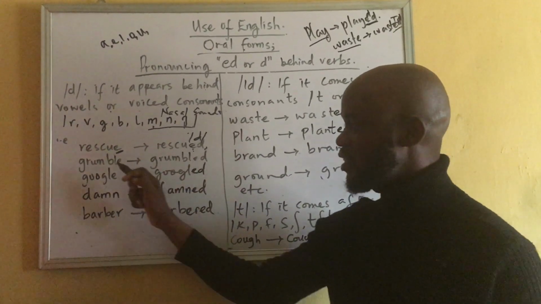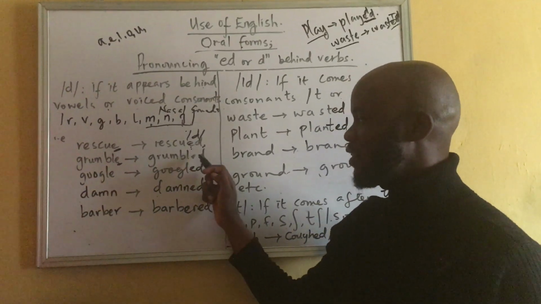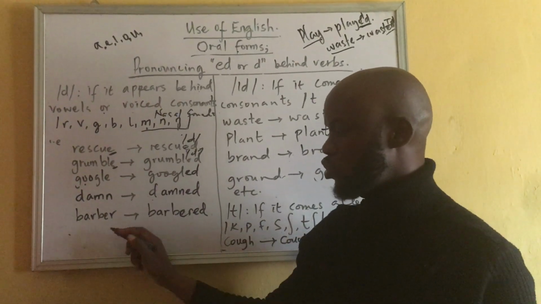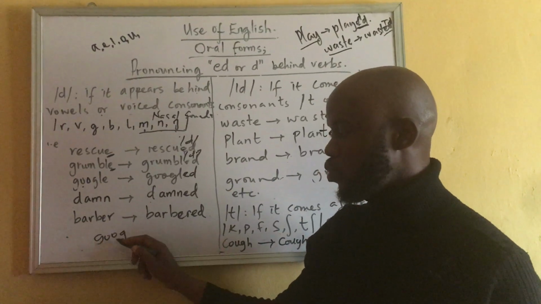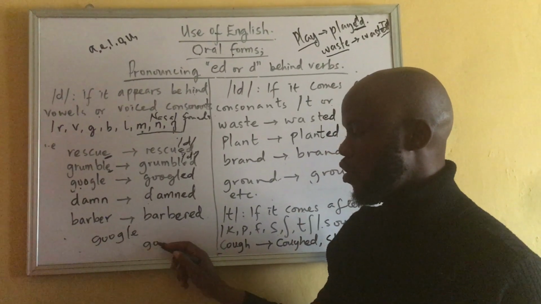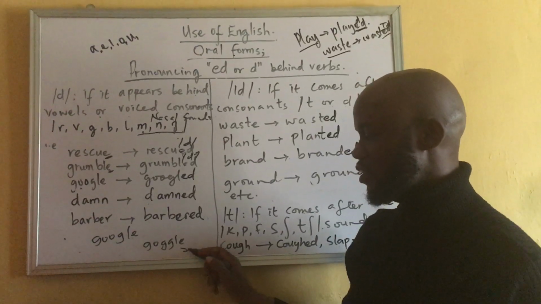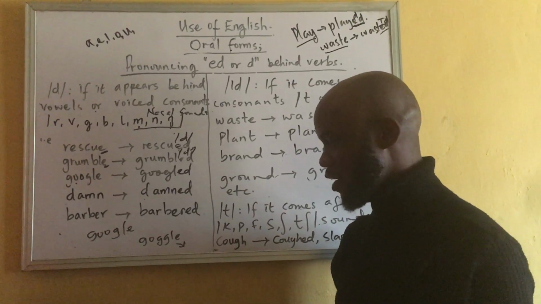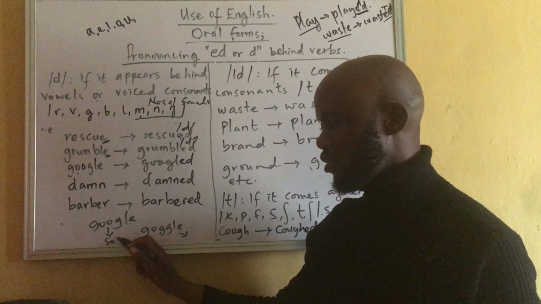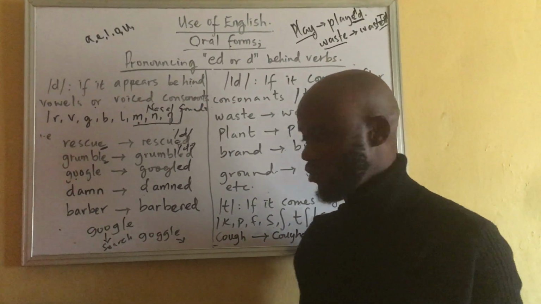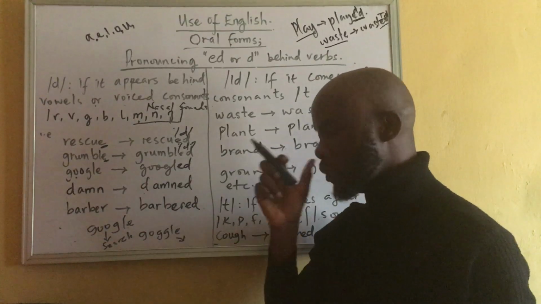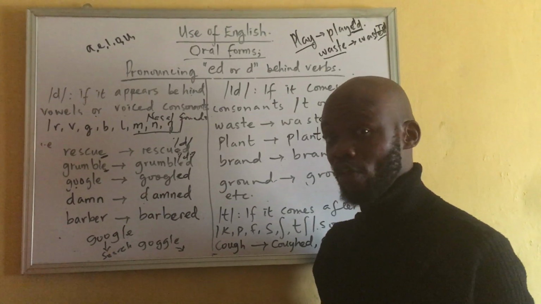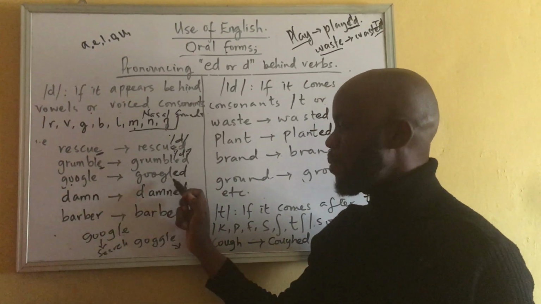Rescued. Now this is grumble. You can see another vowel here. When you add d, it becomes what? Grumbled. Now this is Google. Please take note, some students mistake the word Google for goggle. Goggles refers to a pair of glasses or shades, usually worn by engineers on their site, while Google is a search engine, the one you can ask questions and it will give you feedback and results. All right, so the word is Google, not goggle. So Google, the past tense will be what?